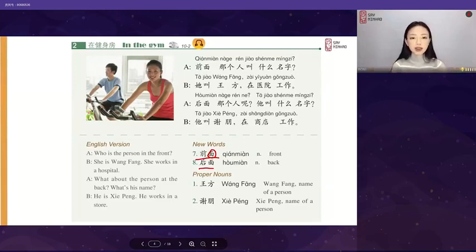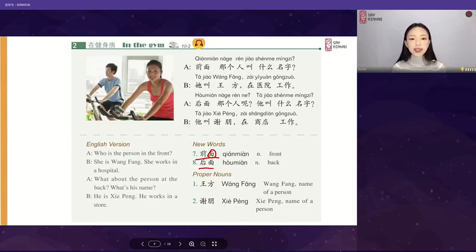So we've learned 4 words about spaces. One, 上面, one, 下面, another one, 前面, another one, 后面. Okay, try to read with me. 上面, 下面, 前面, 后面. Okay, very good. So try to make some sentences.